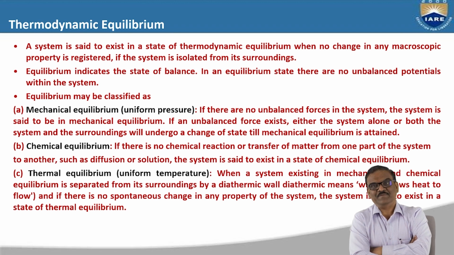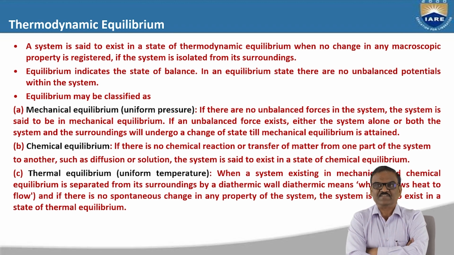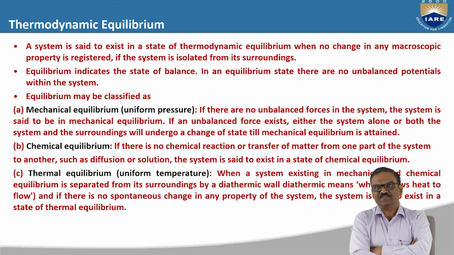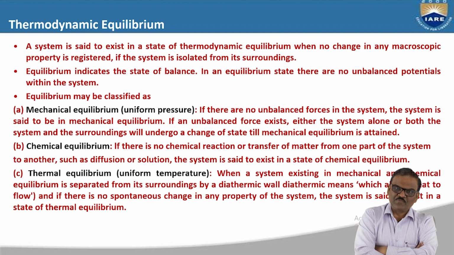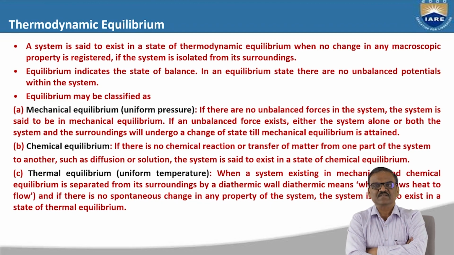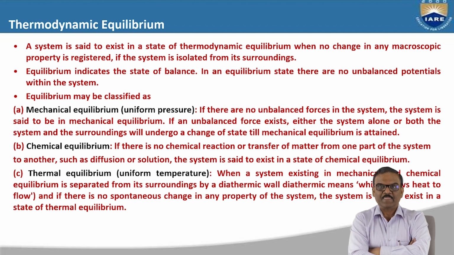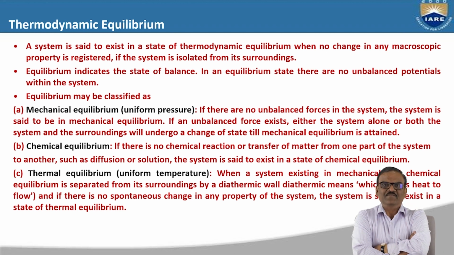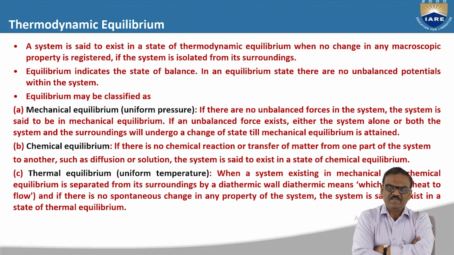Then thermal equilibrium, uniform temperature. When a system existing in mechanical and chemical equilibrium is separated from its surroundings by a diathermic wall, diathermic meaning which allows heat to flow, and there is no spontaneous change in any property of the system, it is said to exist in a state of thermal equilibrium. It means uniform temperature. So, a thermodynamic system will have three equilibriums: mechanical, chemical, and thermal equilibrium.